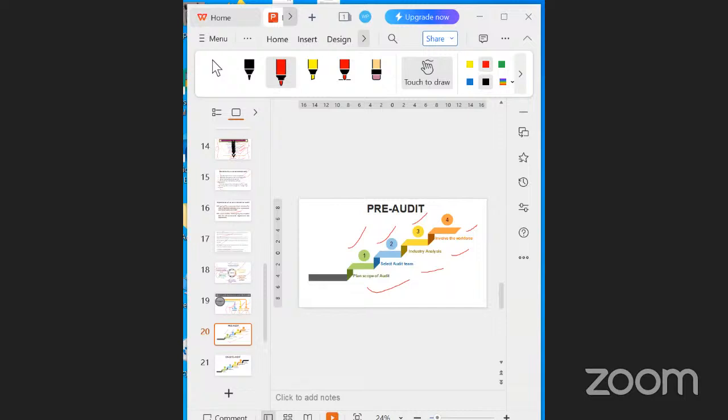Now, the second step is to select the audit team. How do we select the audit team? The members of the audit team will be selected, right? It's like an interview. They will be selected based on their expertise in environmental matters and their knowledge in the industry, that is, the particular industry in which the company is working.